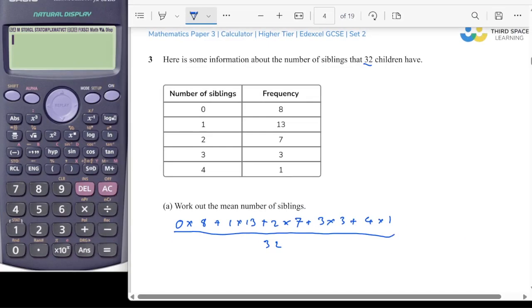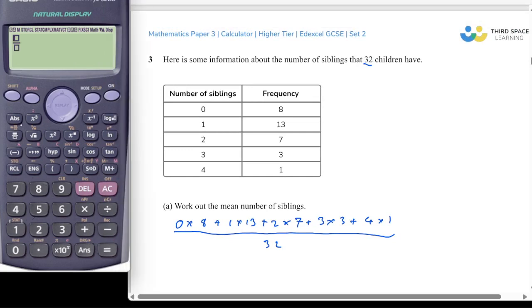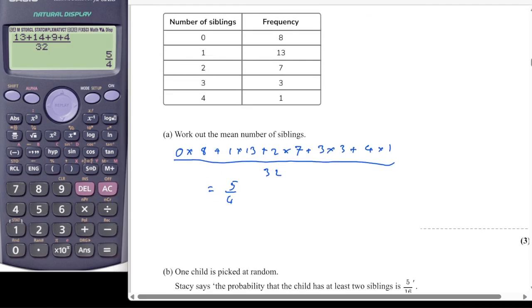So we'll jump to our calculator, and I'm going to type it in just like that. I'm not going to bother writing in the 1 times. So I'm going to say 13 times 14 times 9. Those should be adds, not pluses. I got a bit distracted multiplying them in my head and talking. Plus 4, and that's going to be divided by 32. So we're looking at 5 over 4, which is going to be equal to 1.25.